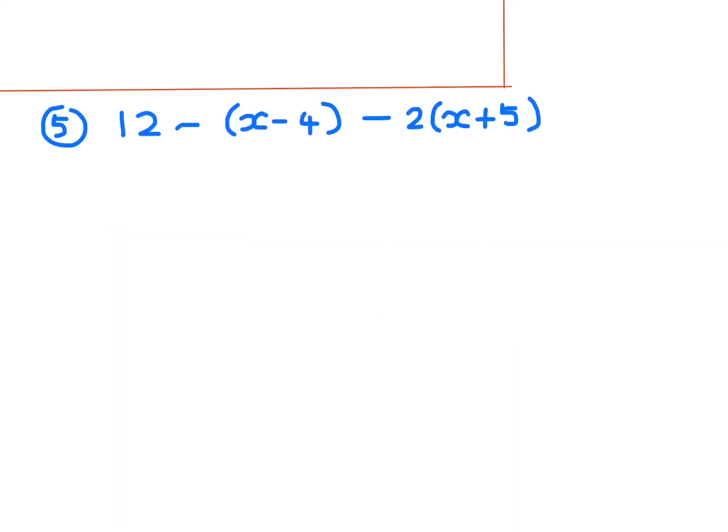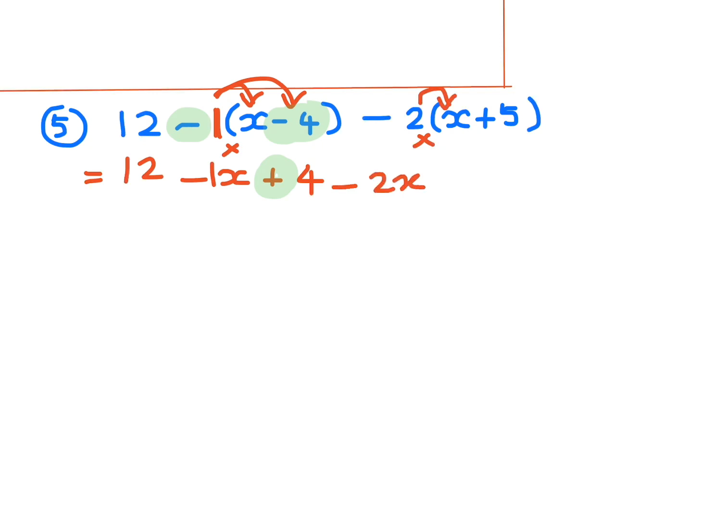And one final question. See, this one here, you keep the 12 there. Make sure you know that's a minus 1. Minus 1 times x is minus 1x. Minus 1 times minus 4 is plus 4. Notice the minus, and we change the sign to the plus. And then we go 2 times x is 2x, and 2 times 5 is 10, but it will be a minus. So now all that's left to do is collect the like terms.